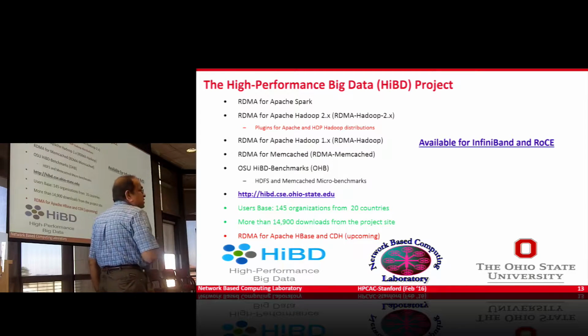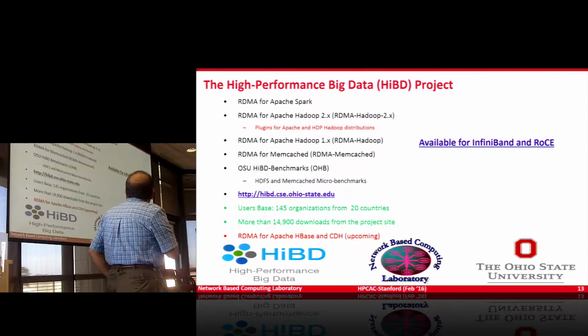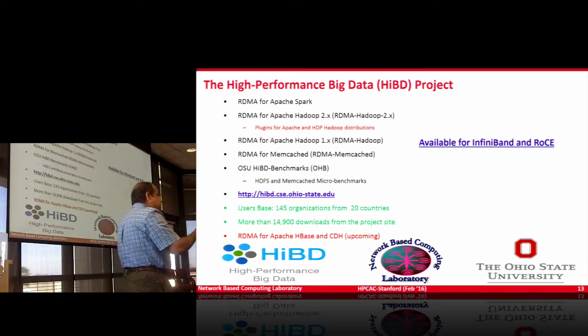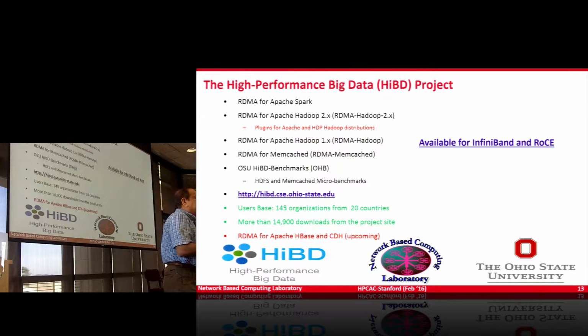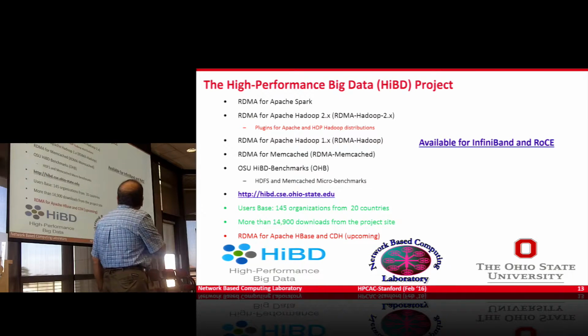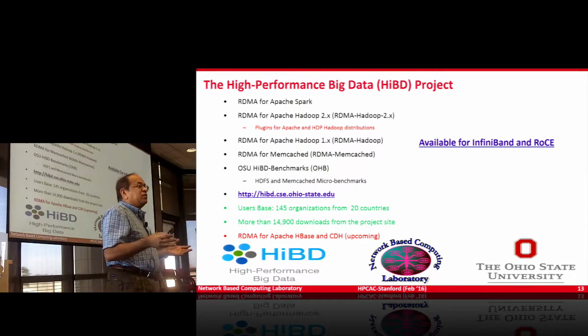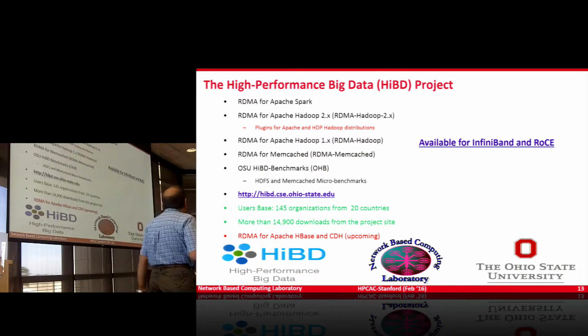If you just go to this site, it's called High-Performance Big Data, we have a lot of distributions, and these are all available for InfiniBand and RoCE. We started with RDMA for Apache Hadoop 1.x. But then last year Hadoop 2.x became very common, so we moved there. Recently, we have also released RDMA for Apache Spark. Especially on the Hadoop side, we also have an integrated package and plugin packages, especially for Hortonworks and Apache, so that if you already have an installation, you don't have to totally reinstall everything. You can just take our plugin and put it there, and it will replace the sockets-based protocols with RDMA-based protocols.